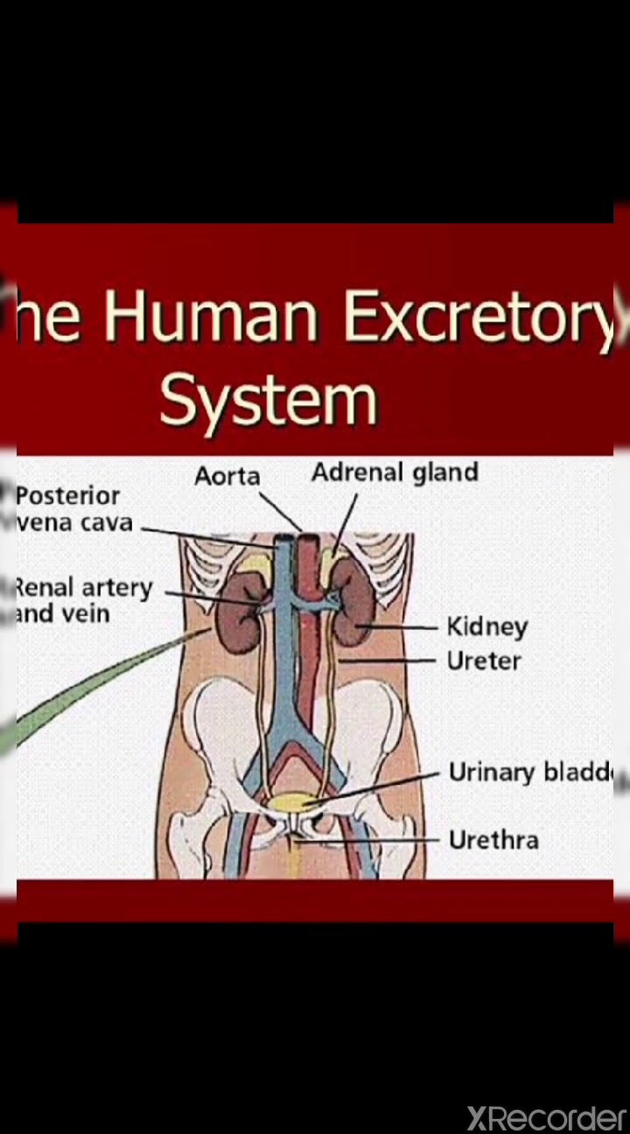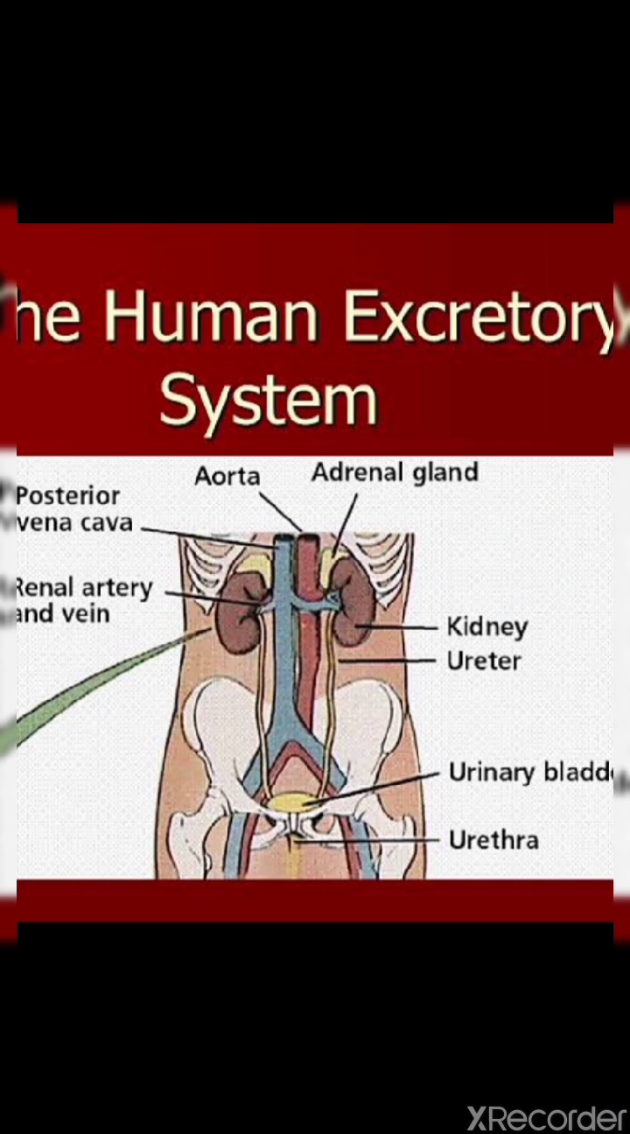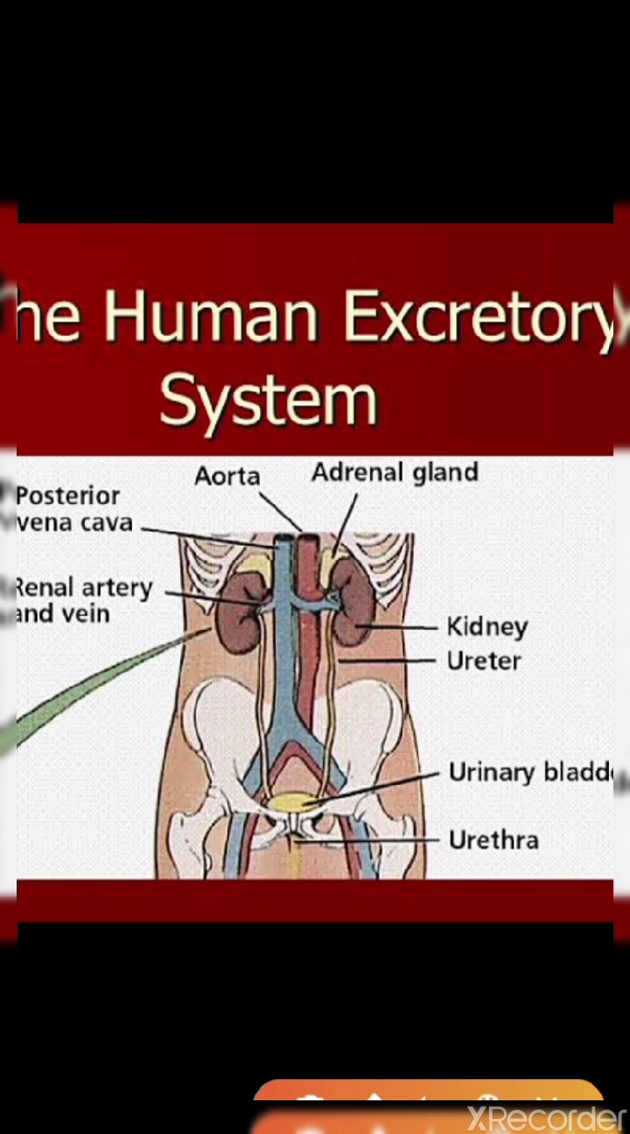In this figure you can see that the left kidney is positioned higher than the right one. This is the right kidney and this one is the left kidney. So you can see that the left kidney is positioned higher than the right one in man. It is because of the location of the liver, which is large in size.